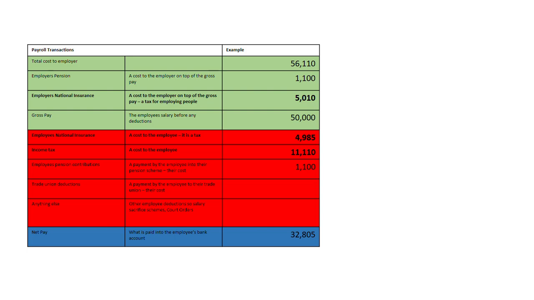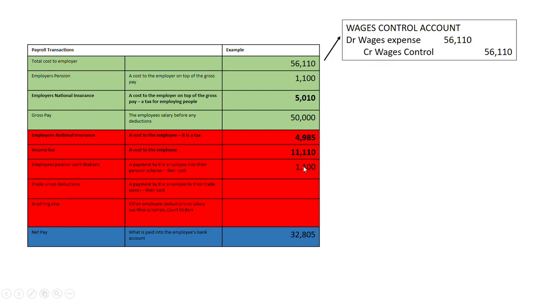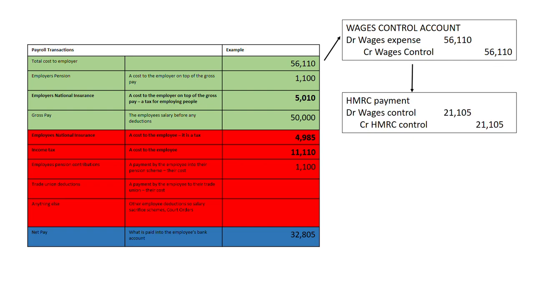So I will take you through them now. So I've added up the total cost of employer, that plus that plus that, and I've got the net pay, that minus that minus that minus that. So my wages expense, one, record the wages expense is debit wages expense, credit wages control, 56,110. Then record the liability to HM's customers and revenue. That's going to be debit wages control, 21,105, and credit HMRC control, 21,105.